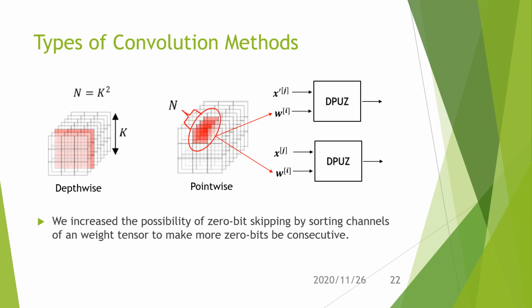There are 2 types of convolutional operations using the DPU. The first one is a depth-wise approach, in which W corresponds to a channel of a weight tensor, and the dot product is calculated channel by channel. The second one is a point-wise approach, in which W corresponds to elements of the same coordinate and of multiple channels. We employ a point-wise approach.